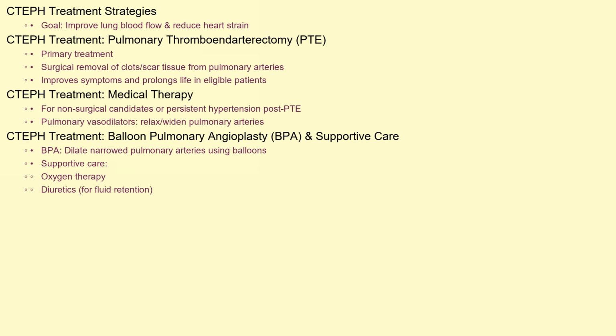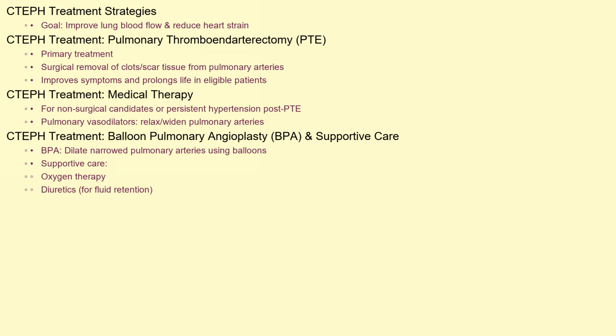Treatment for CTEPH aims to improve blood flow to the lungs and reduce the strain on the heart. The primary treatment is pulmonary thromboendarterectomy, or PTE, a complex surgical procedure that involves removing the blood clots and scar tissue from the pulmonary arteries. PTE can significantly improve symptoms and prolong life in eligible patients.